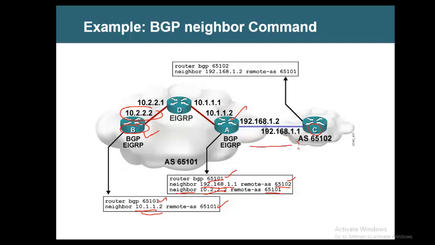whereas eBGP neighbors need to be directly connected. The reason is when a BGP packet is sent, the time to live of the packet will be just only one. So eBGP neighbors need to be directly connected because the outgoing TTL is only one.